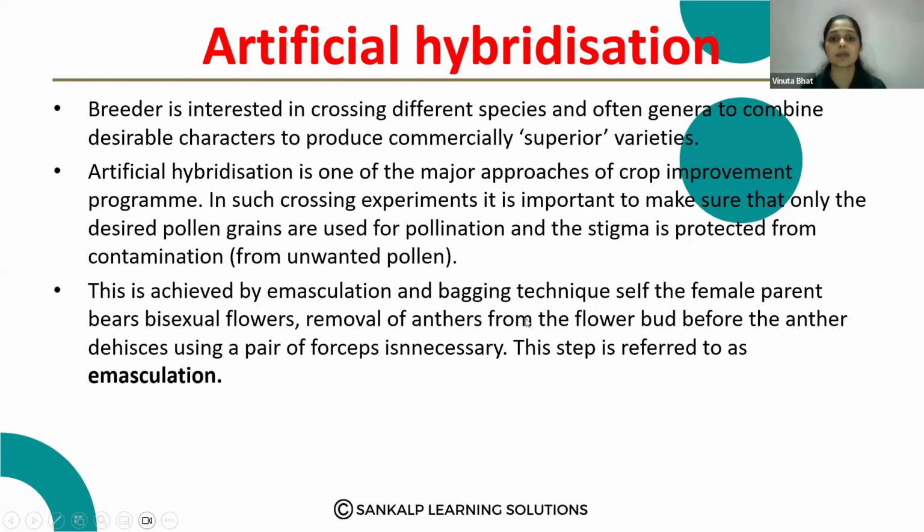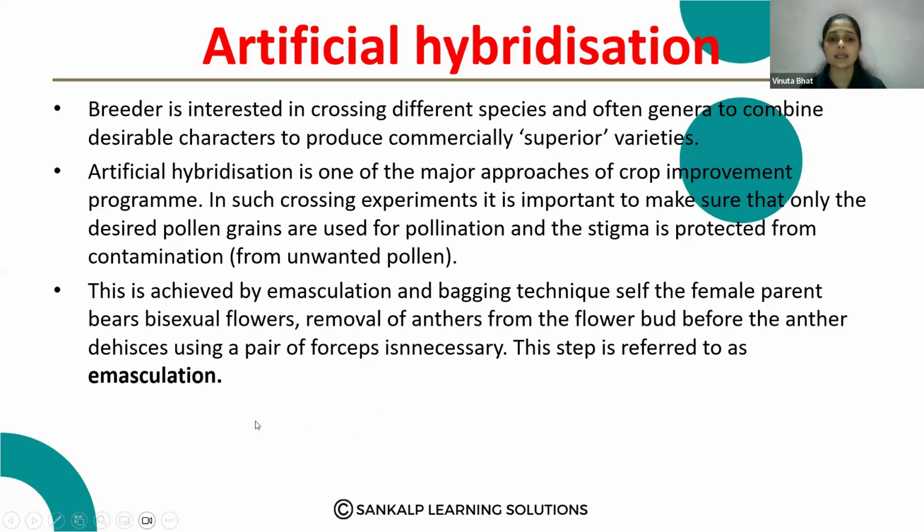So in artificial hybridization, the desired pollen grains from the plant are transferred to the stigma, and the stigma is also protected from unwanted pollen grains or contamination. This is achieved by the emasculation and bagging technique. If the female parent bears bisexual flowers, the anthers are removed from the flower before the anther dehisces, using a pair of forceps. This step is referred to as emasculation.